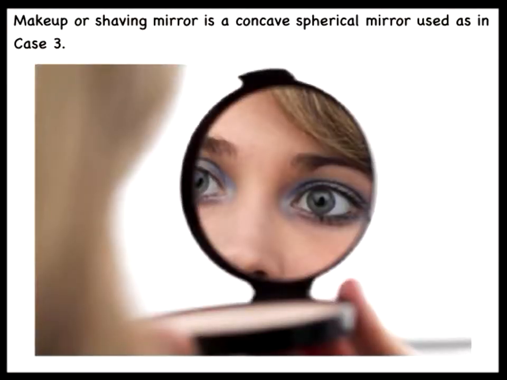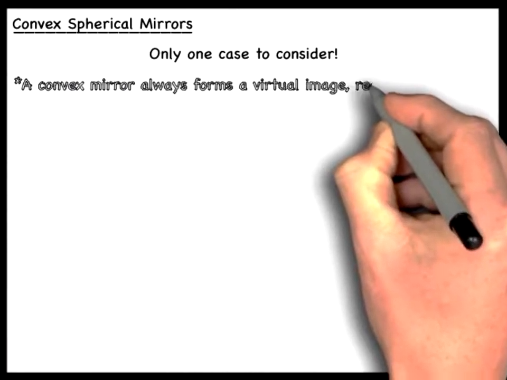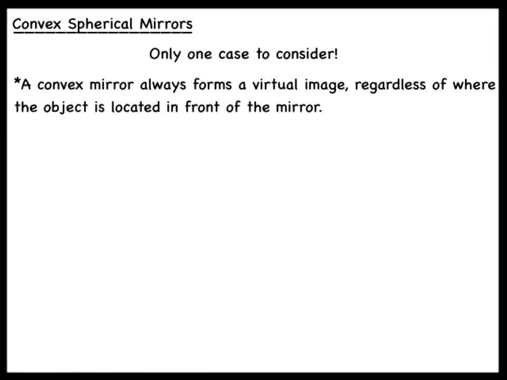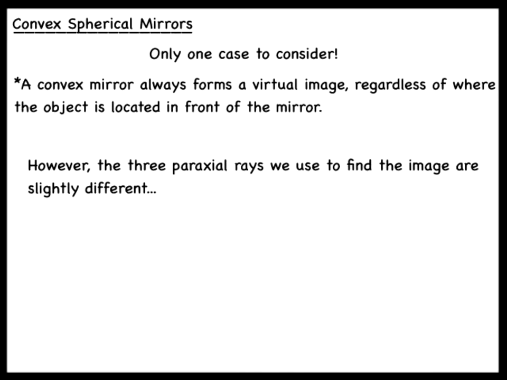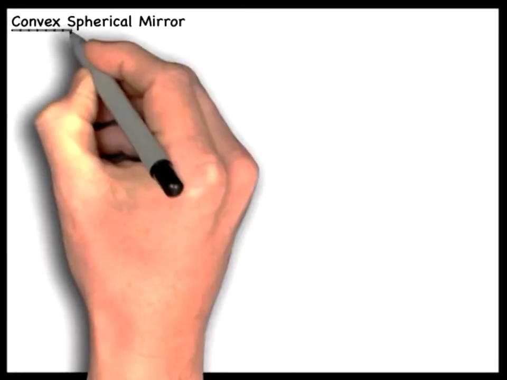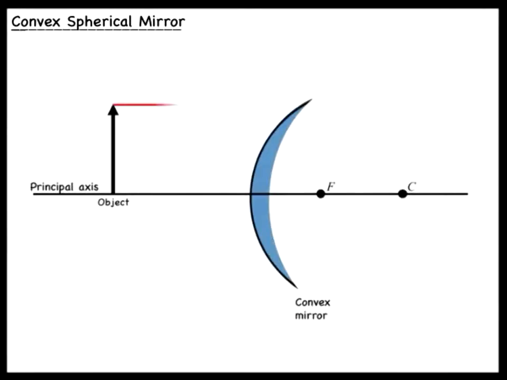Next, let's consider images formed by a convex spherical mirror. This is simpler than the concave mirror, since we only have one case to consider. As we will see, a convex mirror always forms a virtual image, regardless of where the object is located in front of the mirror. However, the three paraxial rays we consider here are slightly different than those for the concave case, since the focal point and center of curvature are now located behind the mirror. The first ray is a parallel ray that comes from the object. Upon reflection, it gets reflected away from the principal axis, as if it appeared to come from the focal point behind the mirror. We use a dashed line to extrapolate the reflected ray back behind the mirror to show that this is indeed the case.